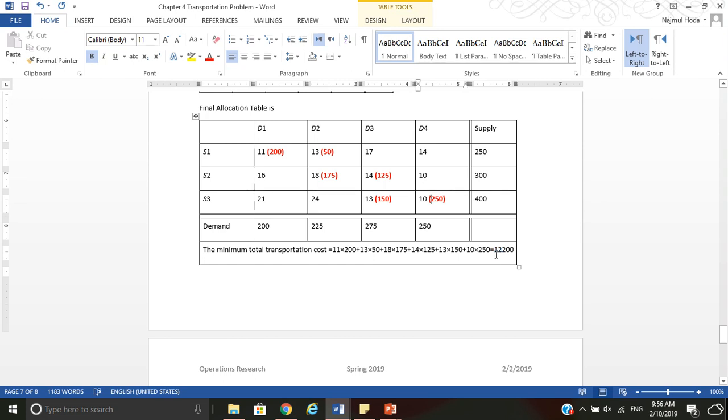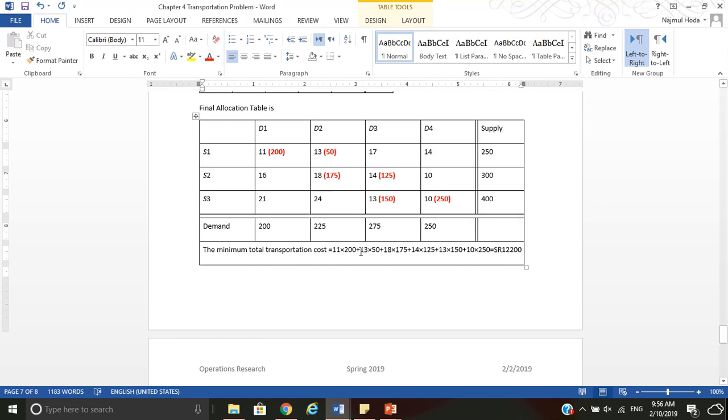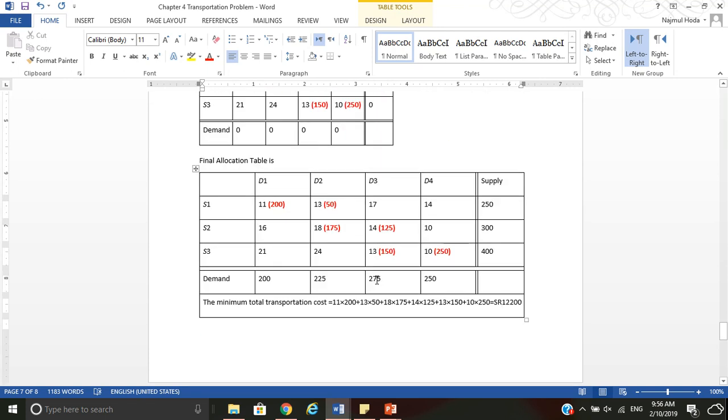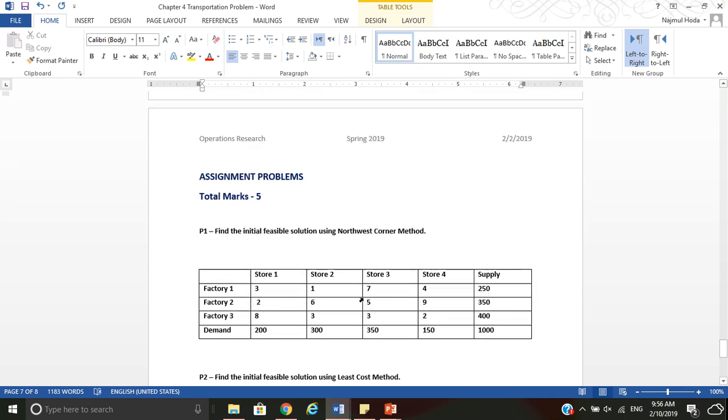When you add them all up, it becomes 12,200. That is Saudi Riyals 12,200. That is the total transportation cost. So this is how we solve the transportation problem using the northwest and least cost method.